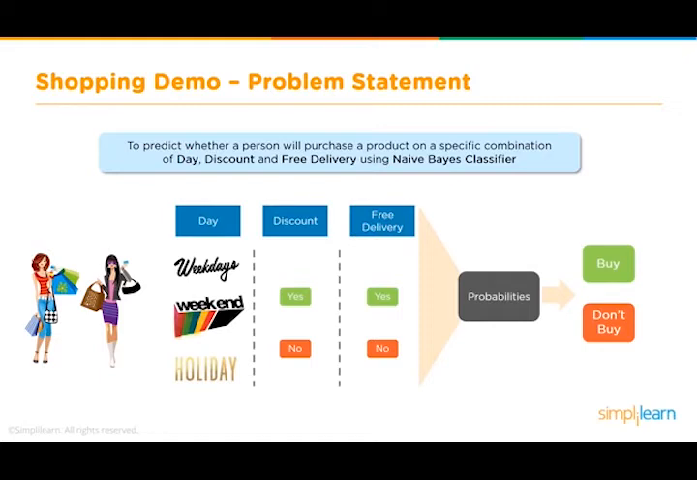And we're going to look at a specific combination of different variables. In this case, we're going to look at the day, the discount, and the free delivery. And you can see here under the day, we want to know whether it's on the weekday. You know, somebody's working, they come in after work, or maybe they don't work. Weekend, you can see the bright colors coming down there, celebrating not being in work, or holiday.